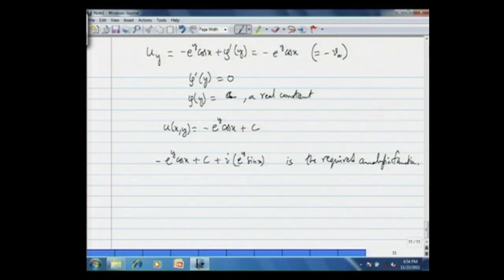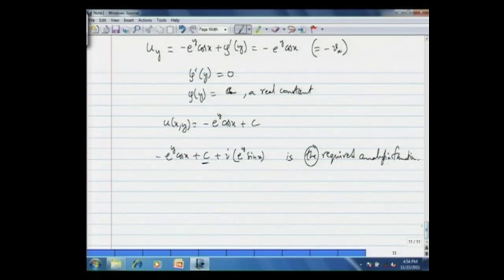Notice that I use the definite article, "the required analytic function," but actually there is ambiguity due to this constant c. So it should technically say "a required analytic function." You can take any value of c and that will satisfy the requirement.